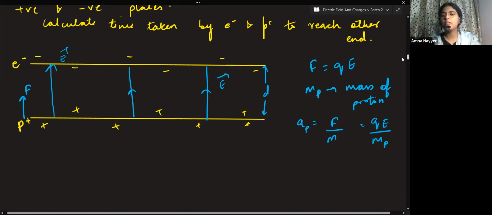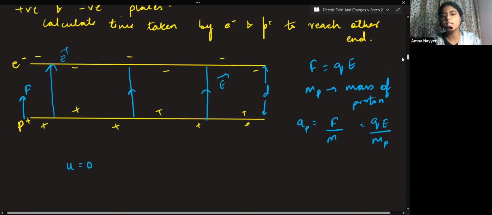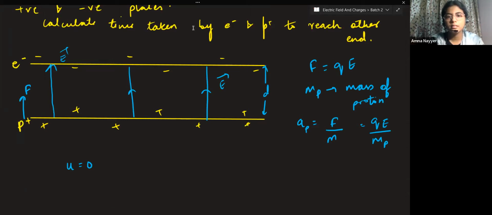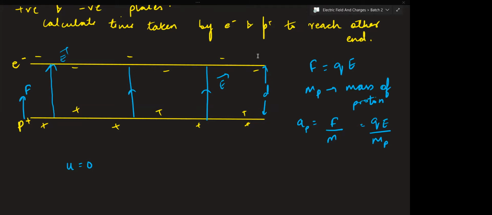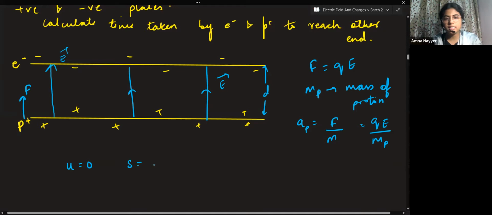Now see, initial velocity is 0. Recall your 11th standard first lesson, motion in 1D. Initial velocity is 0. Can any of you tell me what is the distance that the proton has to cover? D, correct. This is the distance that the proton has to cover, which is small d. So distance is small d. Time, I have to calculate the time period. Acceleration of the proton, I have calculated as qE by mp.